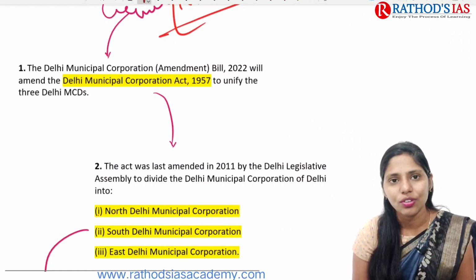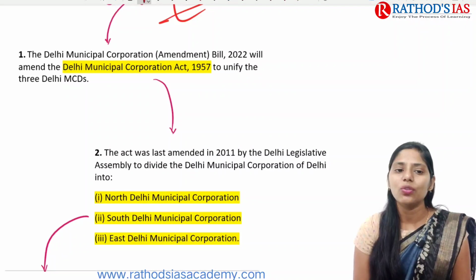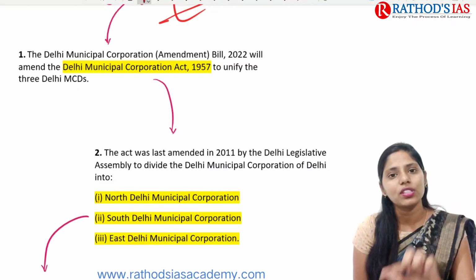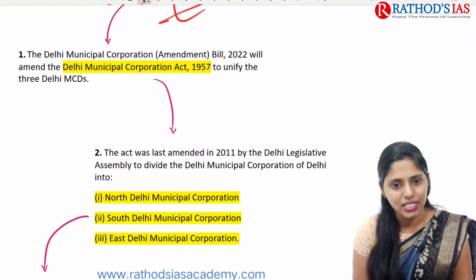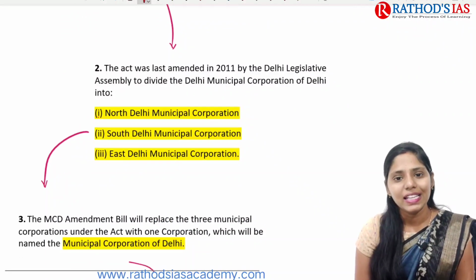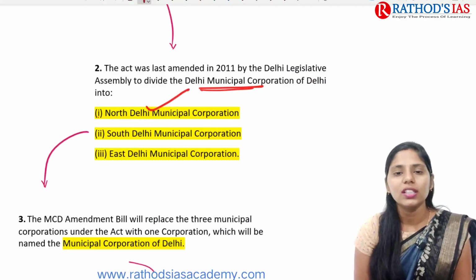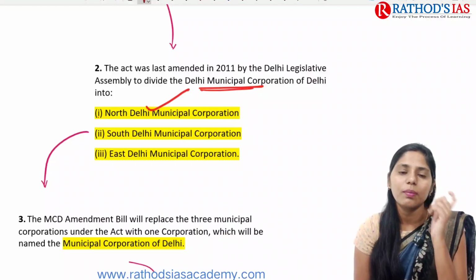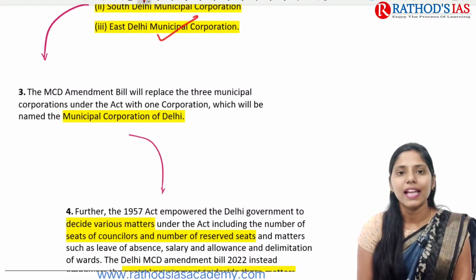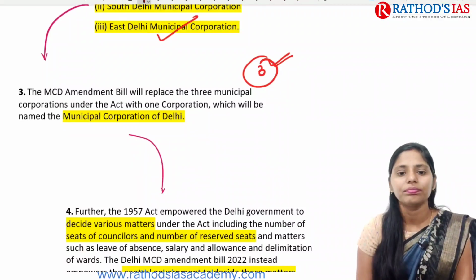If you see some features of this act, it says that the Delhi Municipal Corporation Amendment Bill 2022 will amend the Delhi Municipal Corporation Act of 1957, and we are mainly focusing on unifying these three Delhi MCDs. This act was last amended in 2011 by the Delhi Assembly, and it divided the Delhi Municipal Corporation into the North Delhi Municipal Corporation, South Delhi Municipal Corporation and East Delhi Municipal Corporation. And this MCD amendment bill will now replace the 3 municipal corporations under the Act with 1 corporation.